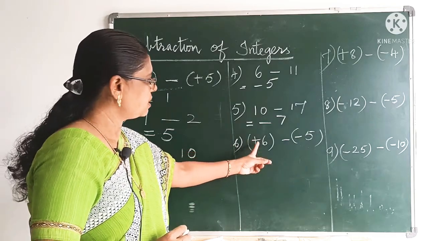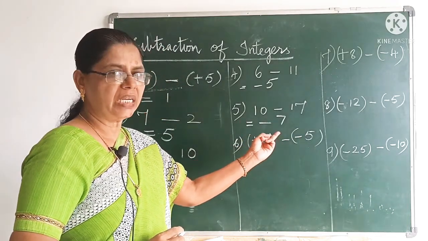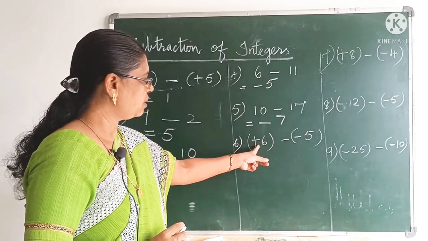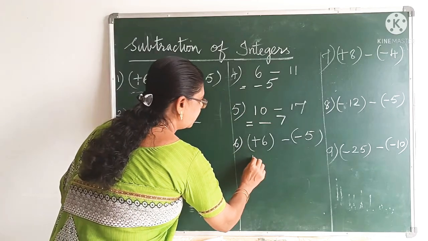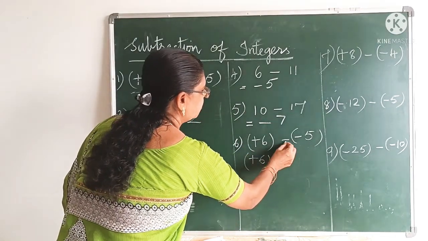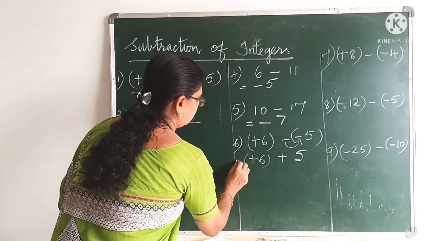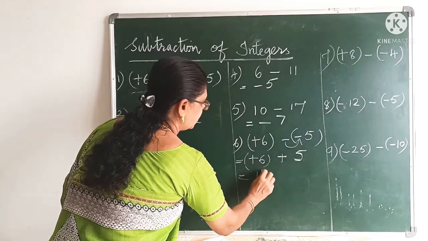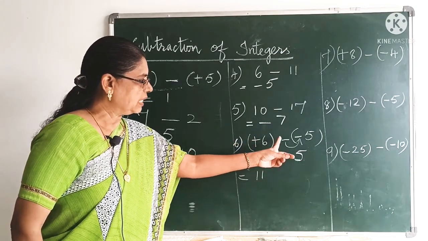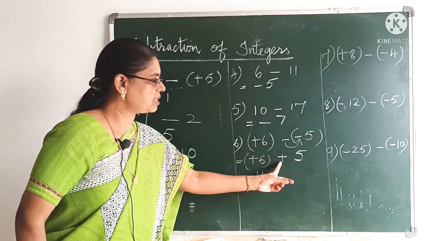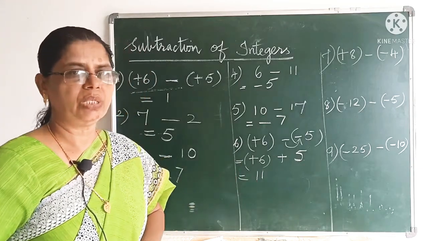Third model, plus 6 minus minus 5. We subtract two integers with different signs. One is positive and one is negative. In this case, you see the rule. Copy down the first number as it is, and then minus into minus. We say minus into minus is plus. So copy down the first number and then say minus into minus is plus. Then write 5. Next step, 6 plus 5 is equal to 11.